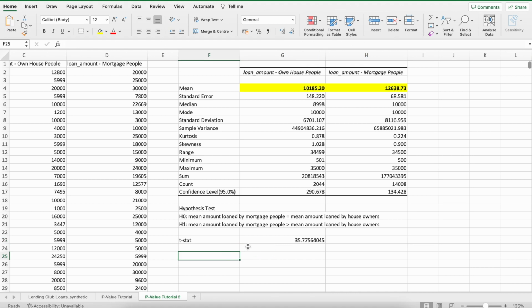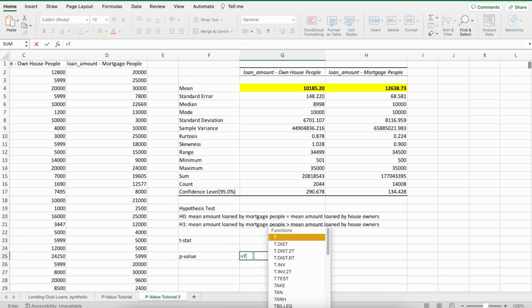Now we need to find the p-value. So again, because this is a one-tailed test, we use t.dist.rt. If we were doing a two-tailed test, we'd be using t.dist.2t because that stands for two-tailed. But because it's the one-tailed test, we use rt. So we have x, which is our t statistic, and comma, the degrees of freedom. Again, this is our sample, this is our test. So the mortgage count is 14,008, so it'll be 14,007 as our degrees of freedom.